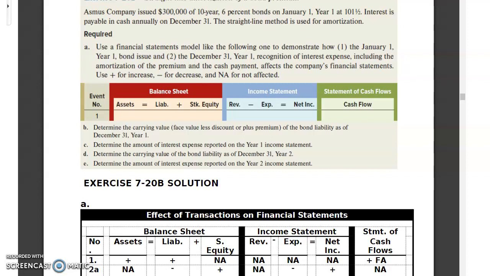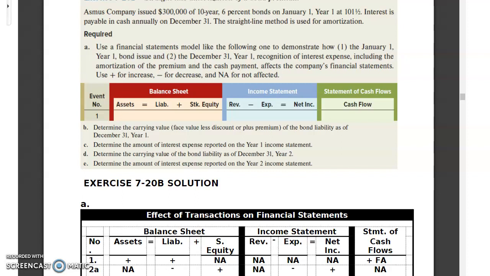This bond's interest is payable in cash annually on December 31. Okay, that is unusual. Most bonds pay interest every 6 months or semi-annually, but for this example, it's paid once a year at the end of the year. Then it says straight line method is used for amortization. If the bonds are not sold at face value, then we have to amortize the discount, or in this case, the premium, over the life of the bond. And that amortization is going to affect our interest expense.